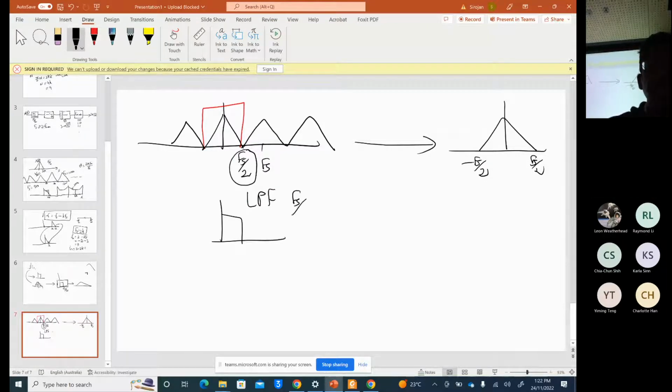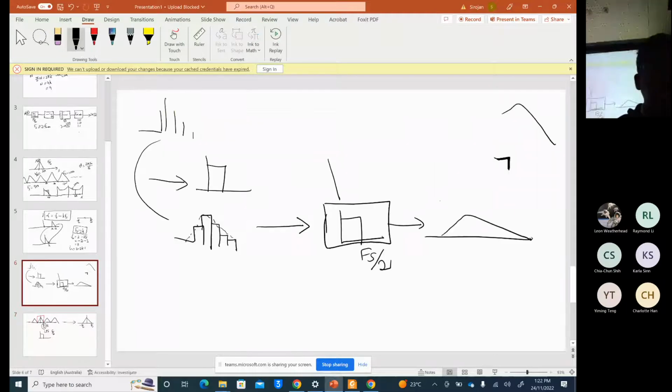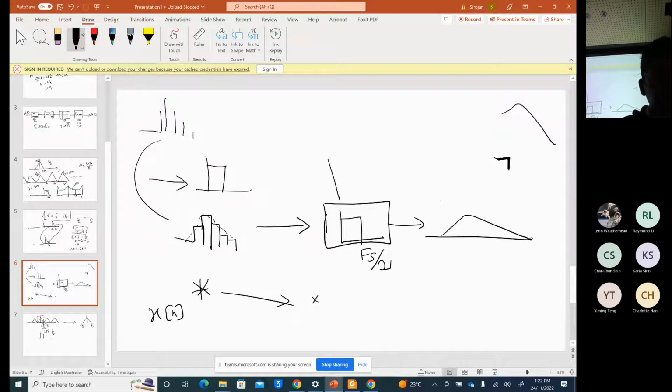With fs by 2 cutoff frequency, you can take out this one. But as I told you earlier, here we have this convolution. Convolution in the time domain is multiplication in the frequency domain. So in x[n], you do the convolution with this pulse signal.